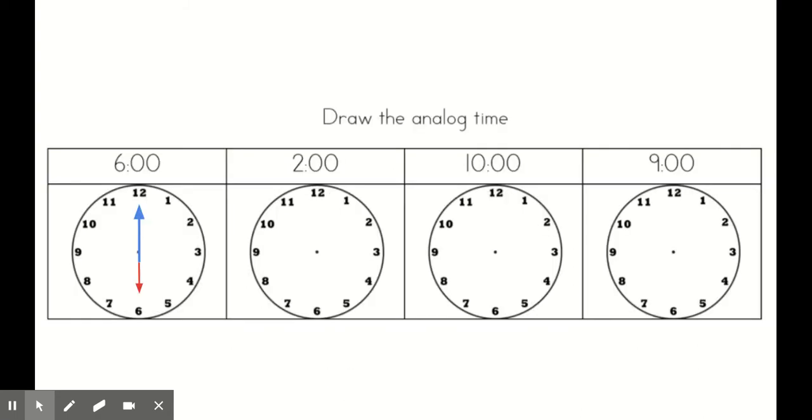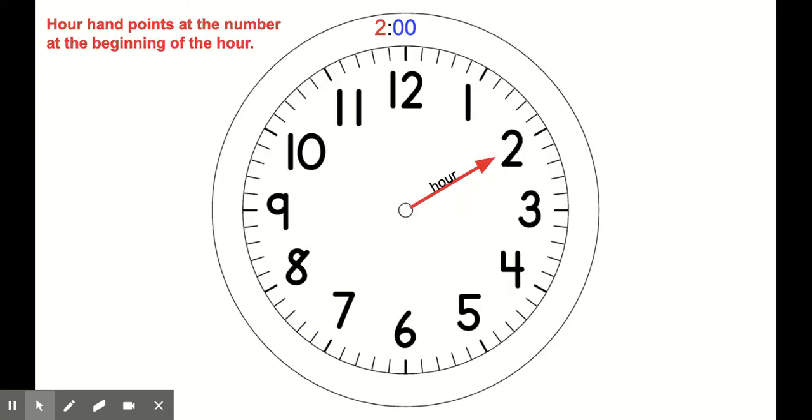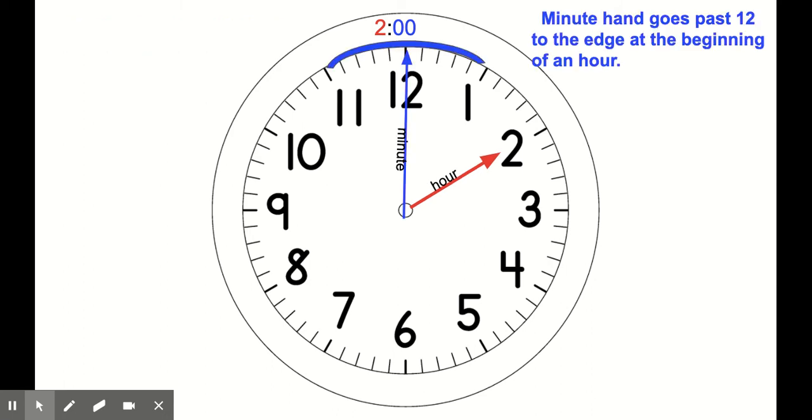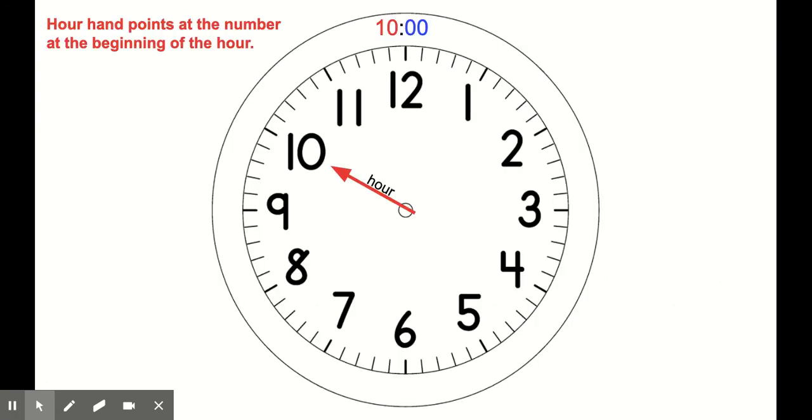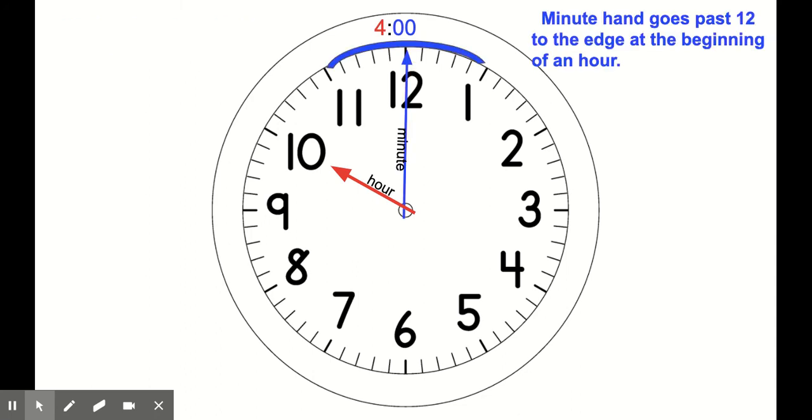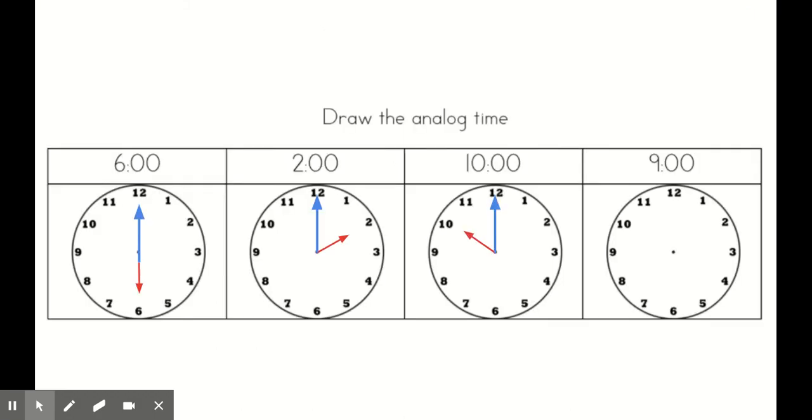All right, so 2 o'clock. Make sure your hour hand's pointing at the 2. The minute hand needs to be pointing straight up. That's where your minute begins. And it goes past the number 12 to the edge of the clock. So there's your 2 o'clock. Next is 10. The hour hand points at the number. The minute hand goes all the way to the edge of the circle of the clock. So there's your 10 o'clock.